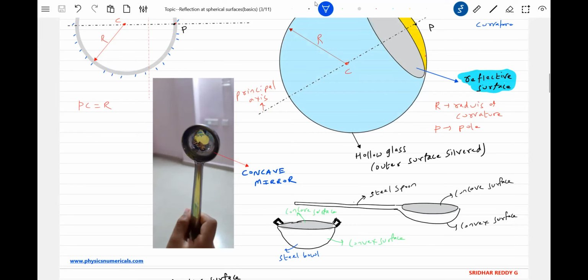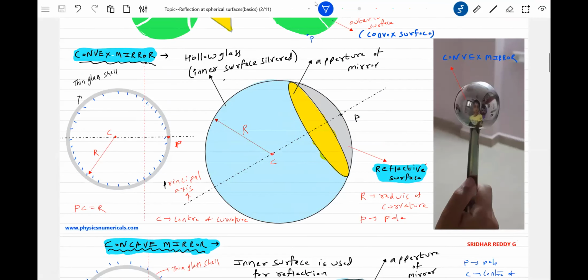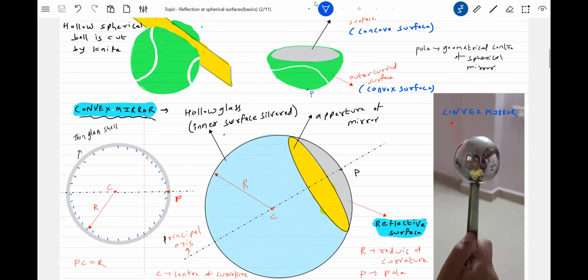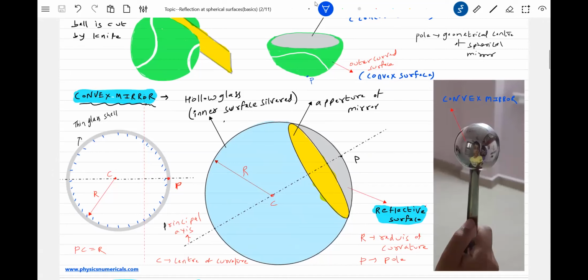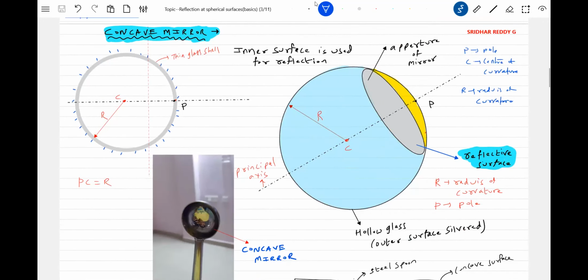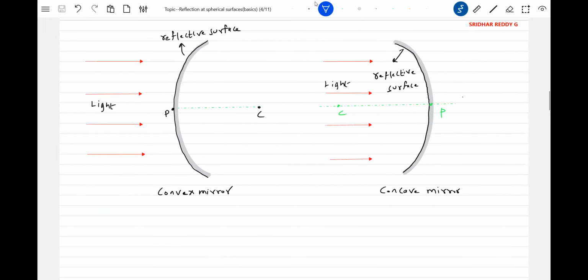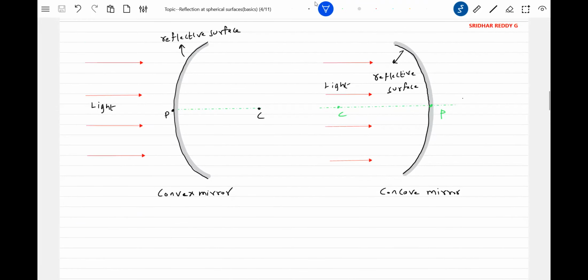Got the idea? This one? So I'll show this. So this will be the concave, sorry, convex mirror. Okay, then this will become a concave mirror. Let's get into this one. There's a plane diagram.